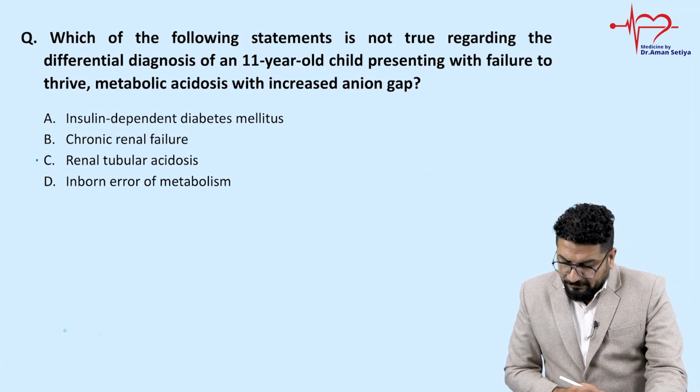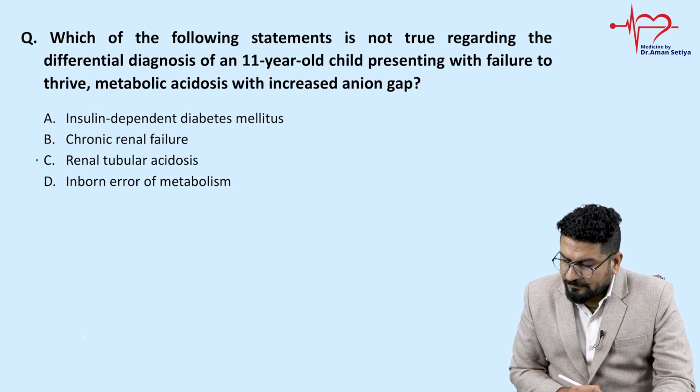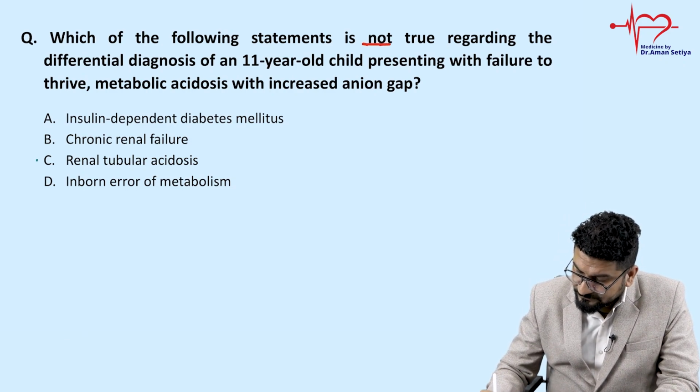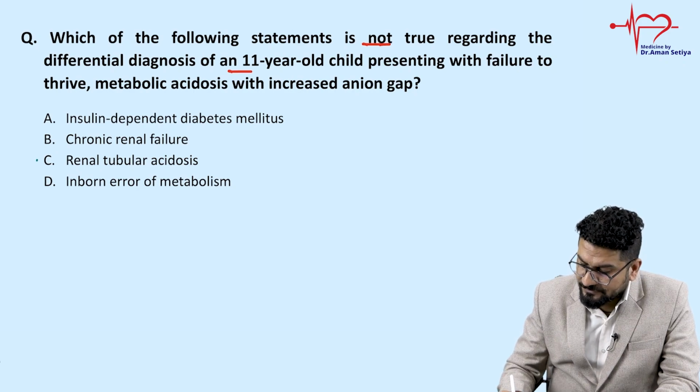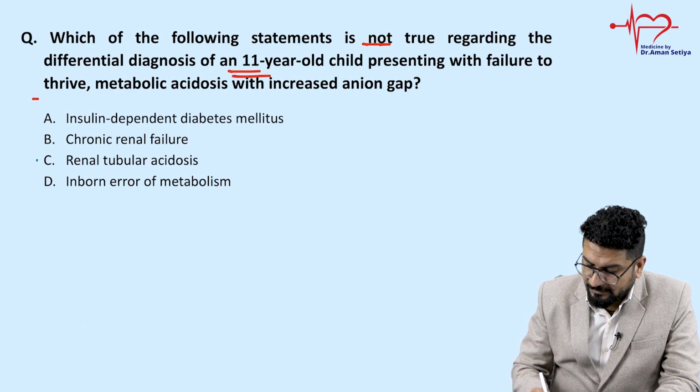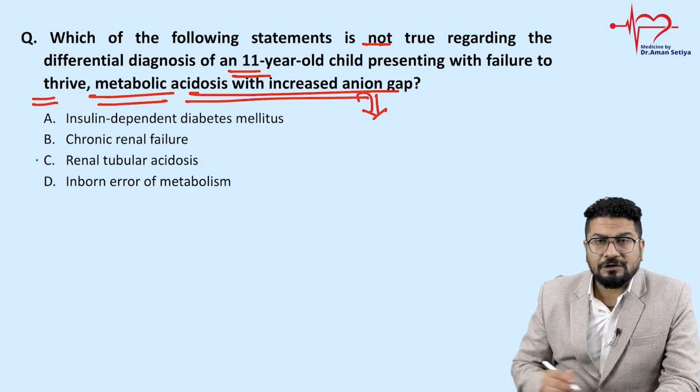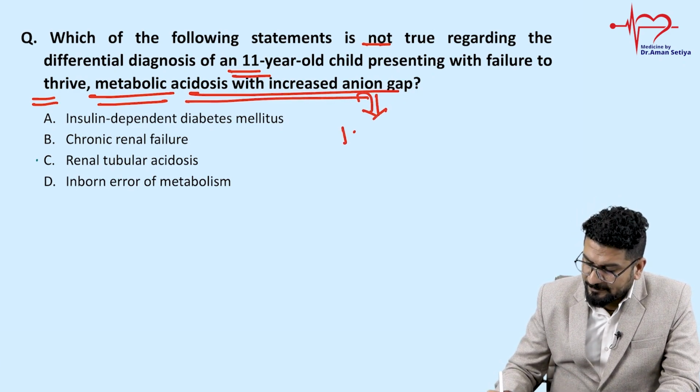Which of the following statements is not true regarding the differential diagnosis of an 11-year-old child presenting with failure to thrive and metabolic acidosis with increased anion gap? Very interesting question. So you should know the causes of increased anion gap. You can remember them by the mnemonic CULT.